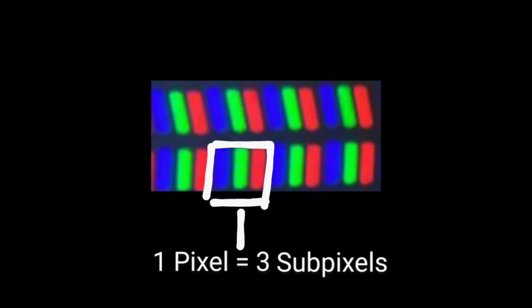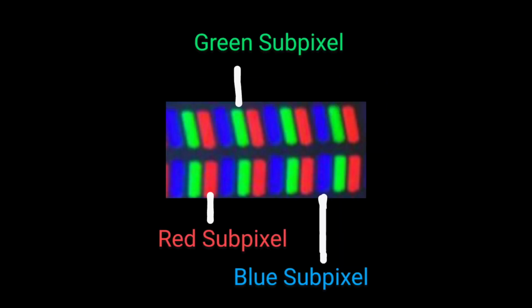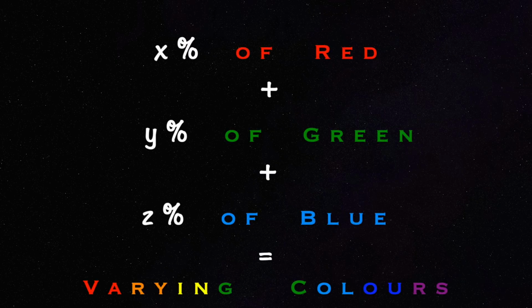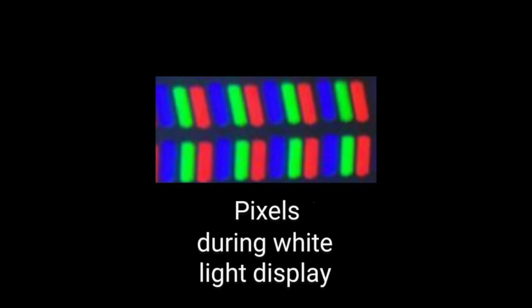Each pixel consists of 3 subpixels: red, green, and blue. The mobile screen can form millions of colors on it by varying the intensity of the RGB. Most products today can display more than 16 million colors. The 3 subpixels glow at equal intensity to form white light.